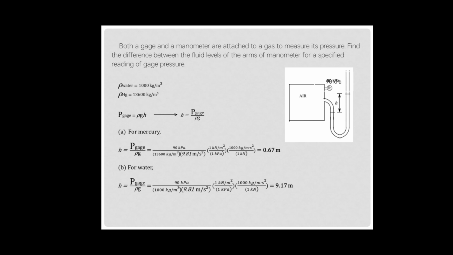Now, to solve for gauge pressure, the formula is gauge pressure equals density times the acceleration due to gravity times height. Now, to find H, we need to divide both sides by density times acceleration due to gravity, and we get the result of this. H is equal to gauge pressure over density times gravity.